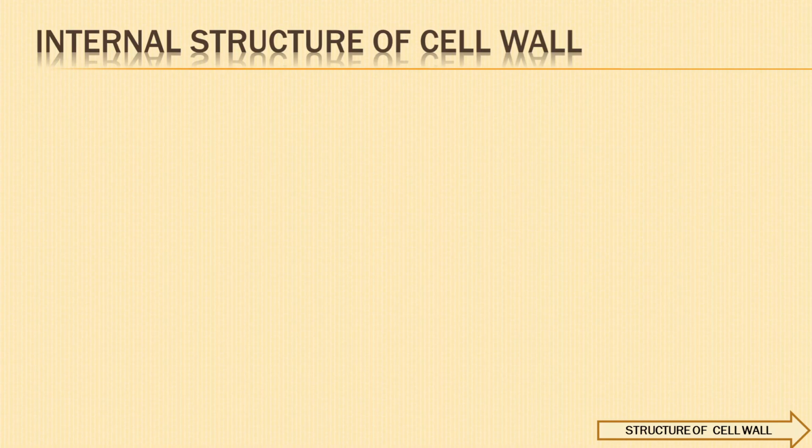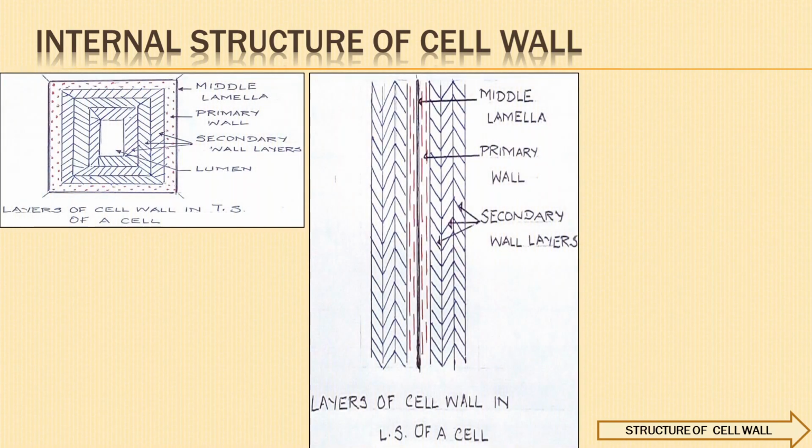Let's study the structure of cell wall with the help of diagram. You can clearly see a multi-layered structure identified as middle lamella, primary cell wall, secondary cell wall. Middle lamella connects two adjoining cells. Primary cell wall is found between middle lamella and plasma membrane. Secondary cell wall is found between primary cell wall and plasma membrane.